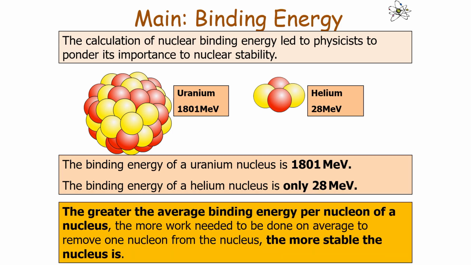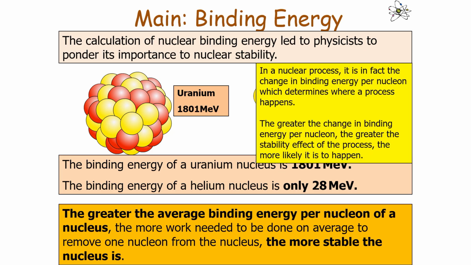So the greater the average binding energy per nucleon of a nucleus, the more work needed to be done on average to remove just one nucleon from the nucleus, so therefore the more stable the nucleus is. So in a nuclear process, it is in fact the change in binding energy per nucleon which determines whether a process happens. So the greater the change in binding energy per nucleon, the greater the stability effect of the process, the more likely it is to happen.